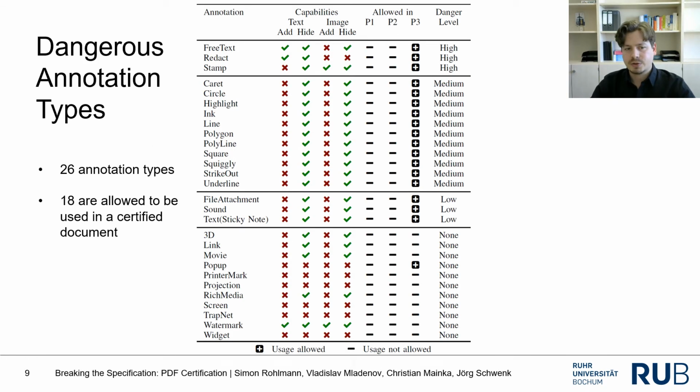The PDF specification 2.0 defines 26 annotation types, and 18 of them are allowed to be used in a certified document. So as you can see on the right side, we categorize them by their danger level. Danger level high means you can add text or images to the certified document. For annotations FreeText and Redact, you can add text, and for annotation Stamp, you can add images. At level medium, it means you can hide images or text in a certified document, but you cannot add new content. And on level low, you can only add icons to the certified document.